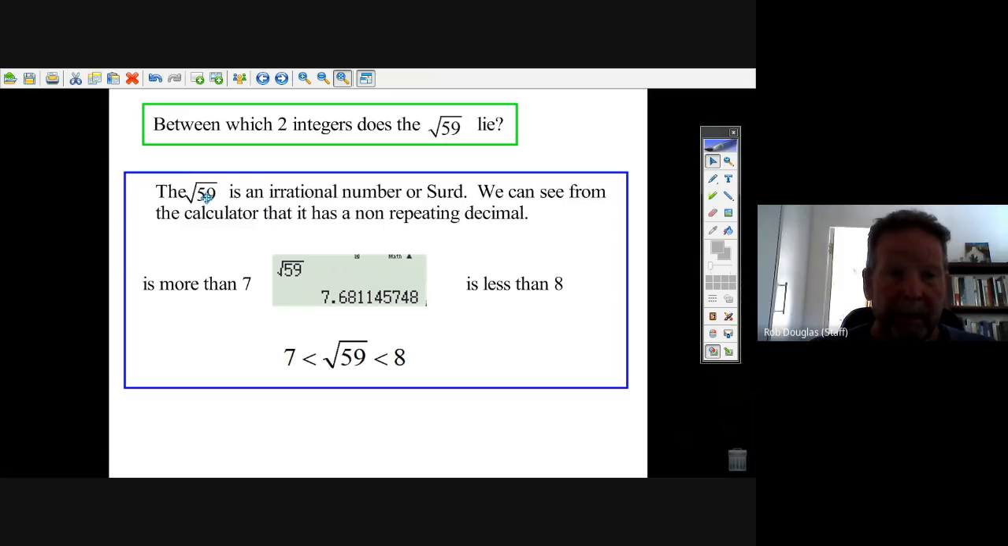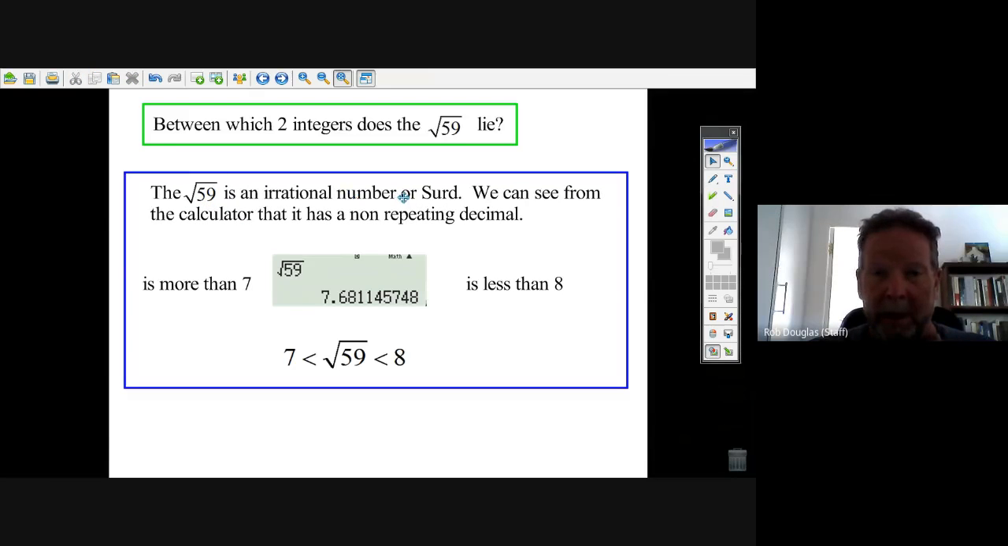The square root of 59 is an irrational number or surd. You just press it on your calculator, and you'll see the decimals after it go like 7.681145. There's no pattern here. It goes on forever. It can't be written as a ratio. Now, the question is, this number is between what two integers? Well, 7.68 is smaller than 8, it's less than 8, but it's more than 7.